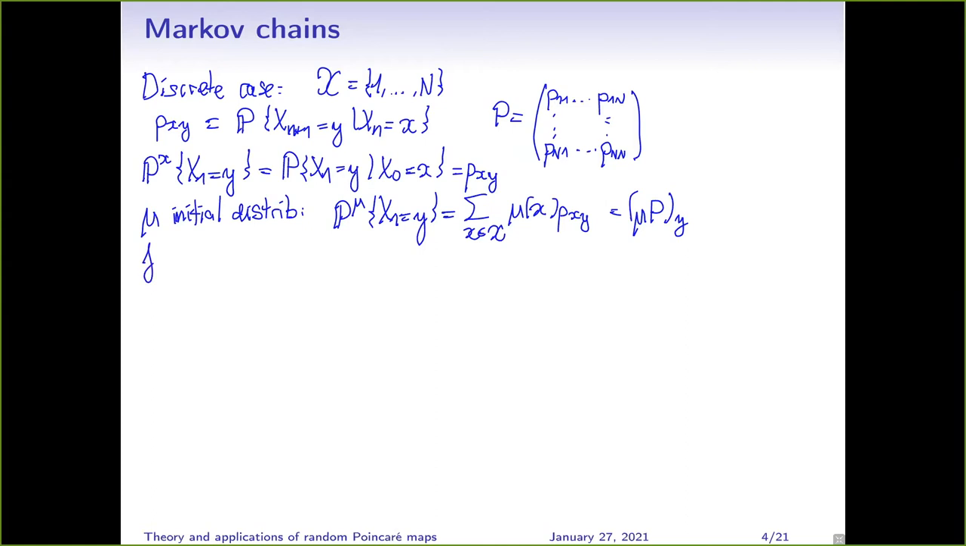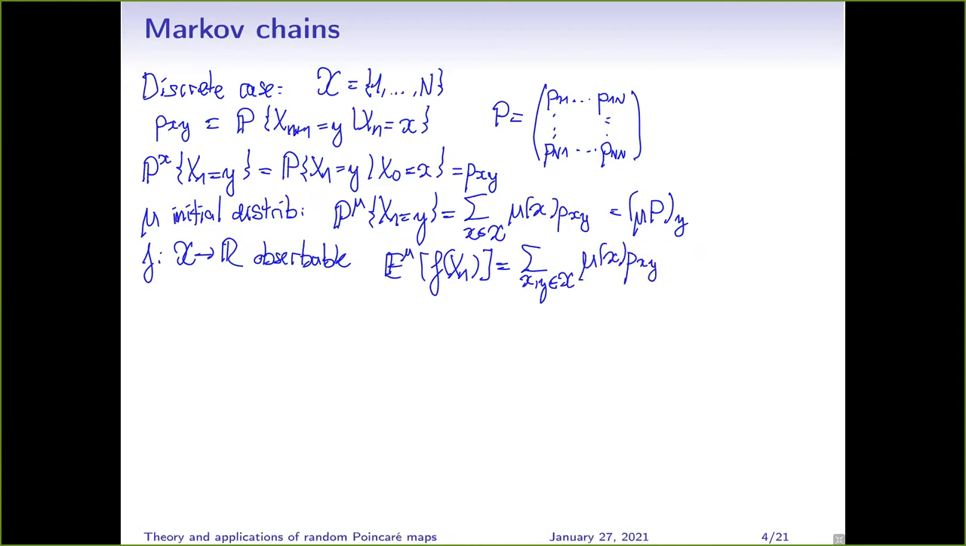And I can also look at observables. So if f is a function from X to R, what would be called an observable in physics, then I can look at the expectation starting in mu of f at time one. And that will now be given by a double sum, with mu of x, Pxy and f of y. And this I can also see as just the row vector mu times the matrix P times the column vector f, which is a number.